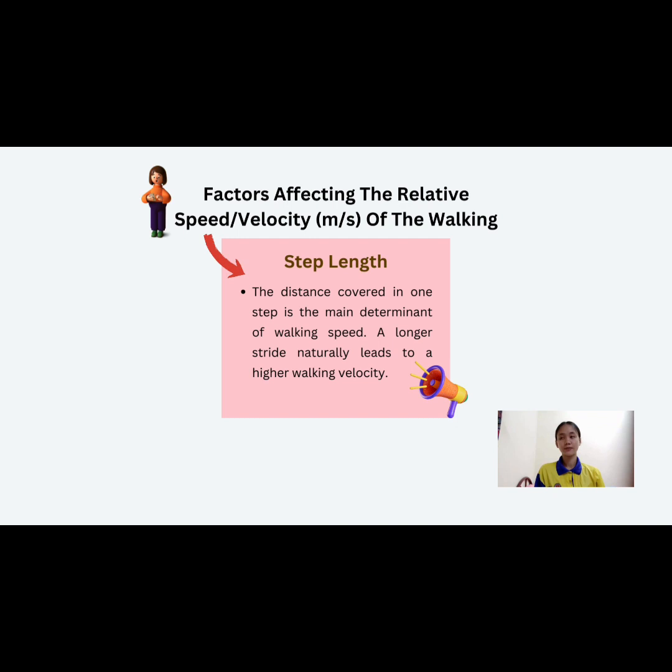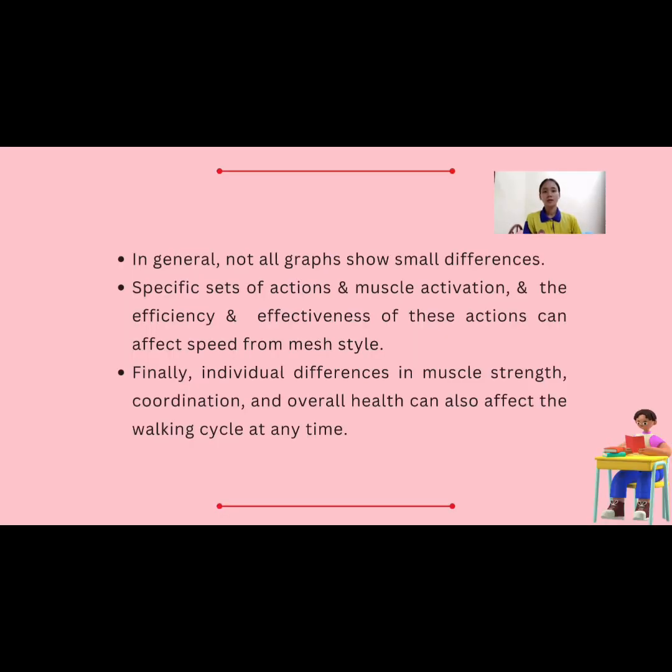Okay, next, the factor affecting the relative speed or velocity of walking. There is one factor, which is step length. The distance covered in one step is the main determinant of walking speed. A longer stride naturally leads to a higher walking velocity.